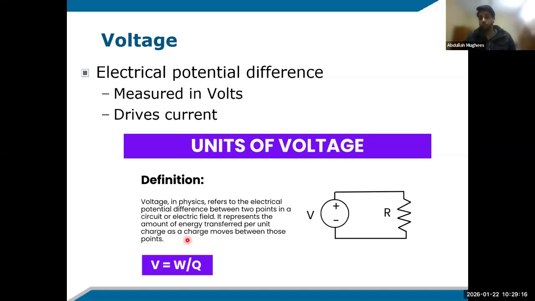So the voltage matters a lot. It is the first thing, even though it is the current that is actually driving everything. But current is nothing without voltage. So voltage is the most important part because without it there is no current.